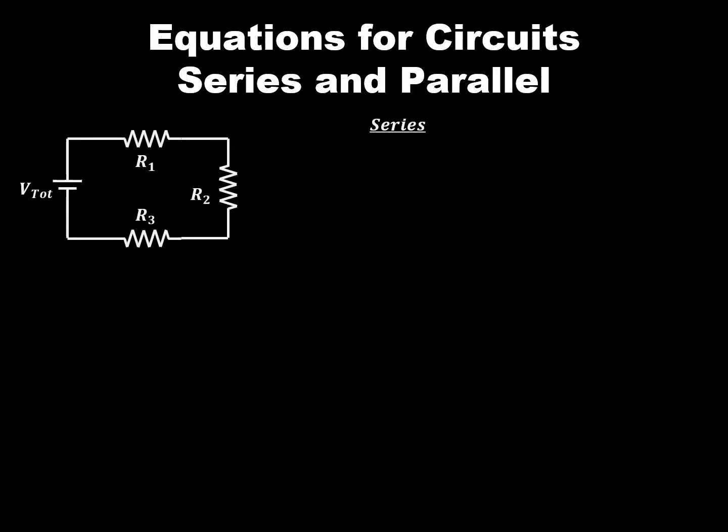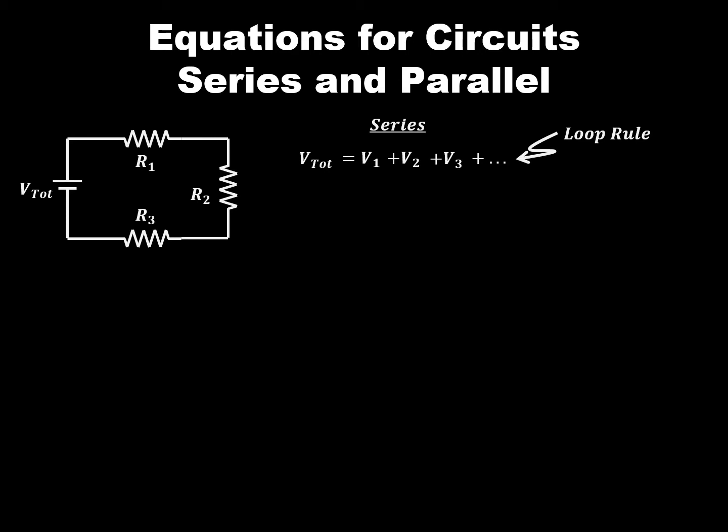All right, so now we're going to discuss the equations that we use for series and parallel circuits. First of all, for series circuits, in order to figure out the voltage for each one of these, the loop rule says that the voltage increased by this battery is going to be decreased by each one of these. So the voltage through each one is going to add up to the total voltage of the circuit.